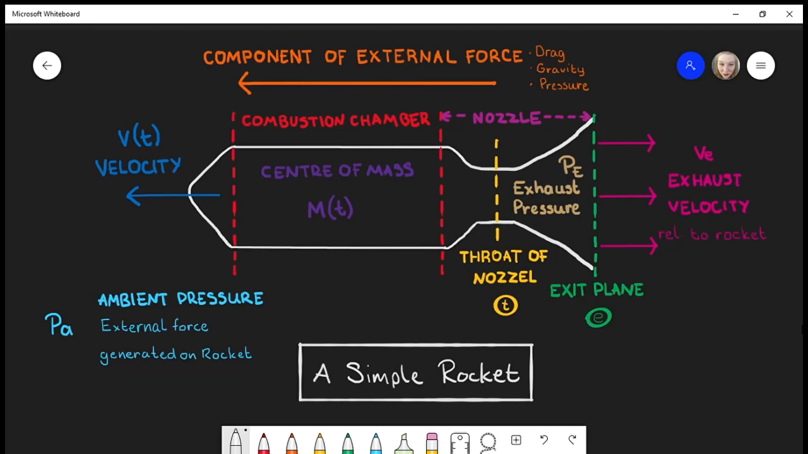Exhaust is expelled from the rocket, and that produces a thrust. It's that thrust that increases its linear momentum. This acts through its center of mass.